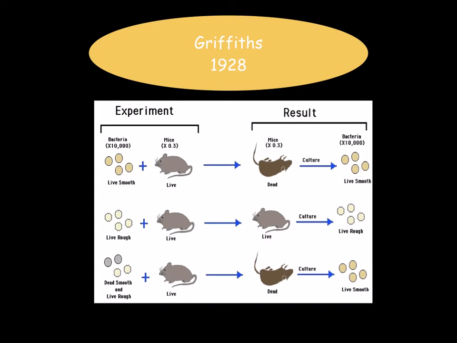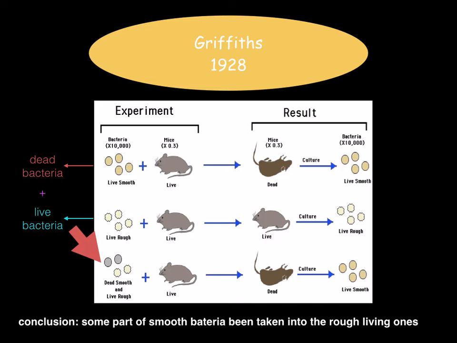So in his experiment, when he injected the mice with the smooth strain, the mice died. But when he injected the mice with the rough strain, the mice lived. Then he mixed the dead smooth strain with the live rough bacteria, and he found that the mice died. So from this experiment, he concluded that some part of the smooth bacteria had been taken into the rough living ones and made them pathogenic. So today we know that this is DNA.